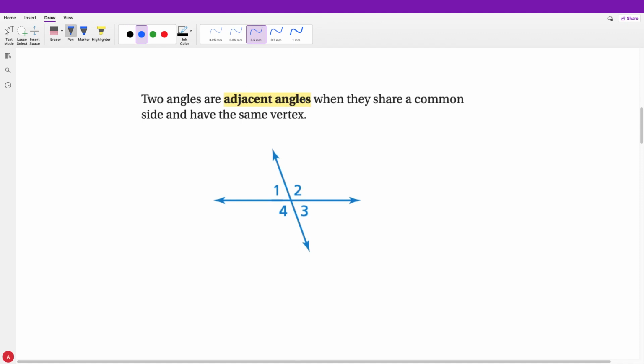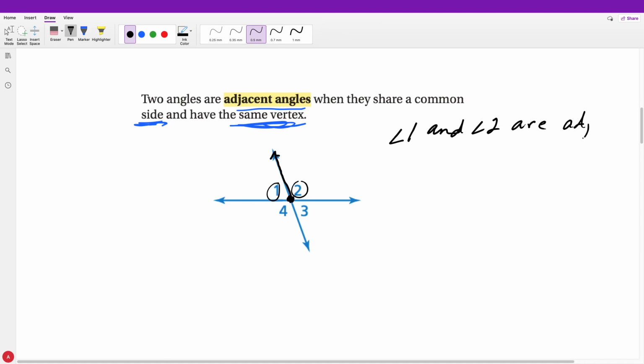All right, so now we're going to discuss adjacent angles. Two angles are adjacent angles when they share a common side and have the same vertex. So that means they need to have the same endpoint and a common side as well. When we look here, all four of these angles, angles 1, 2, 3, and 4, all share a vertex. So right now they could all be adjacent angles. But now we need to see, well, what angles share a side? When I see this ray being drawn here in between angle 1 and angle 2, I see that angle 1 and angle 2 share a vertex and they share a side. So I can say angle 1 and angle 2 are adjacent because they share that vertex and they share that side.